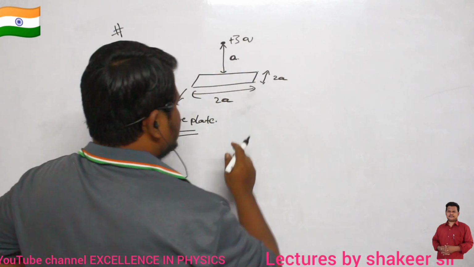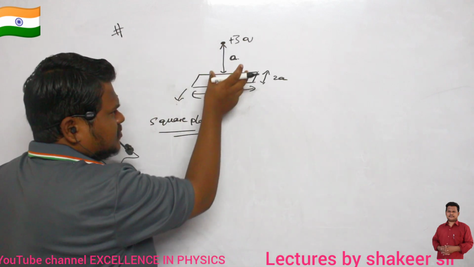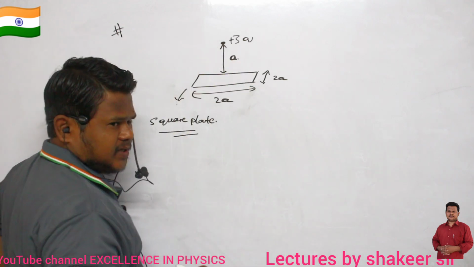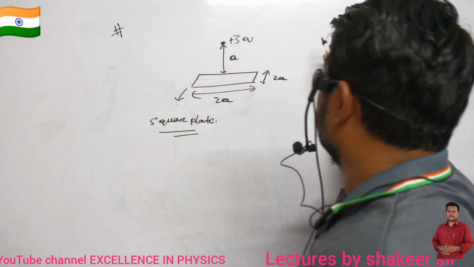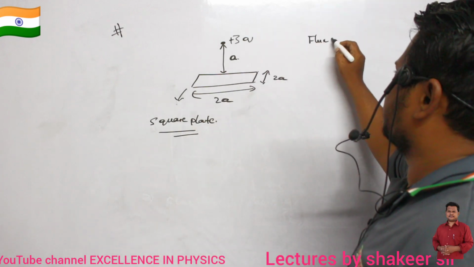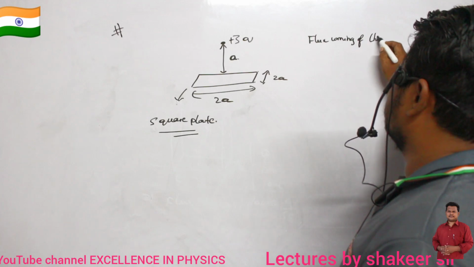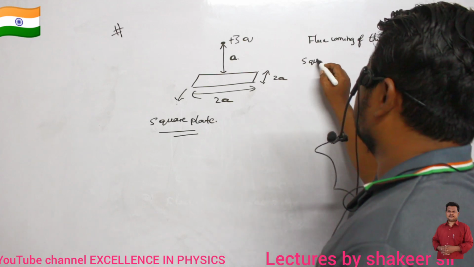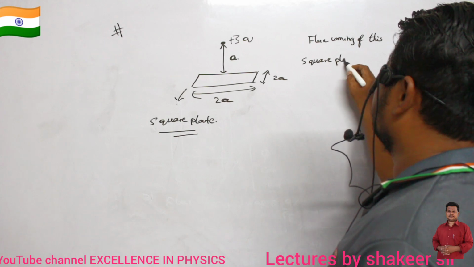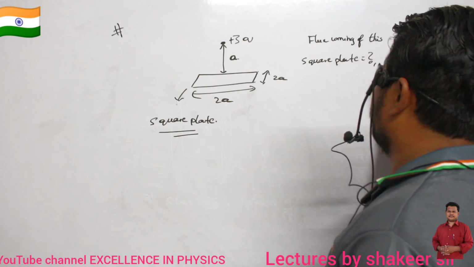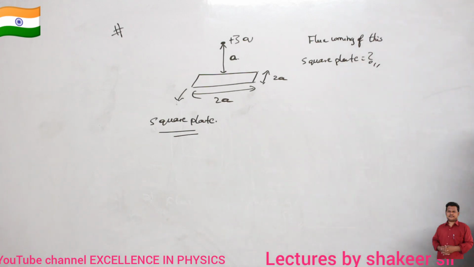Now the question is, what is the flux coming out of this square plate? That is the question. Can you say? So how much flux will be coming out of this square plate? Any idea?